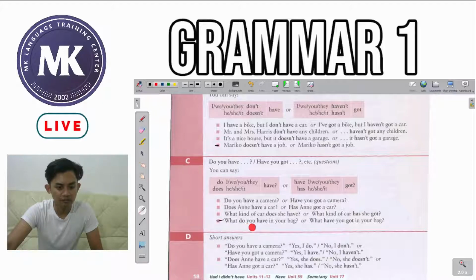What do you have in your bag? Or what have you got in your bag? Okay, so in this, the WH question is flexible. You can either have the do, does, pronoun, have at the end or at the beginning. It just depends on how you want to sound in your question. So, you can also make this question right here: what car does she have?